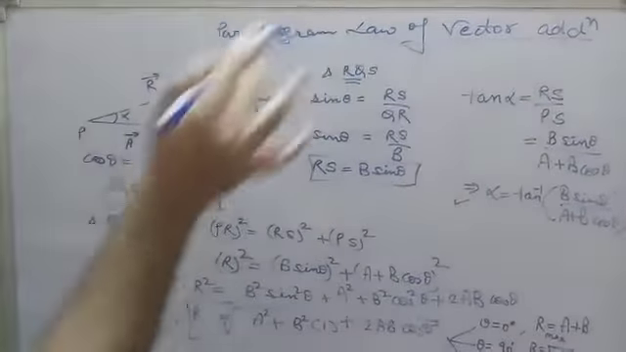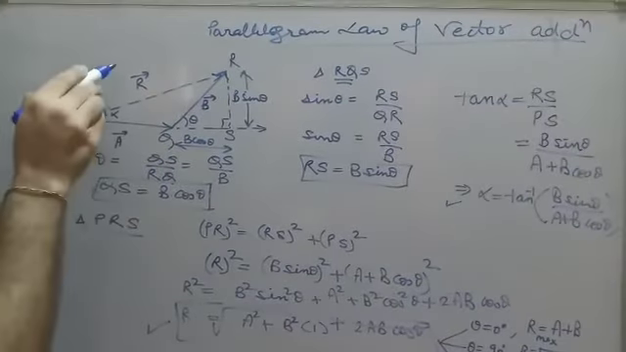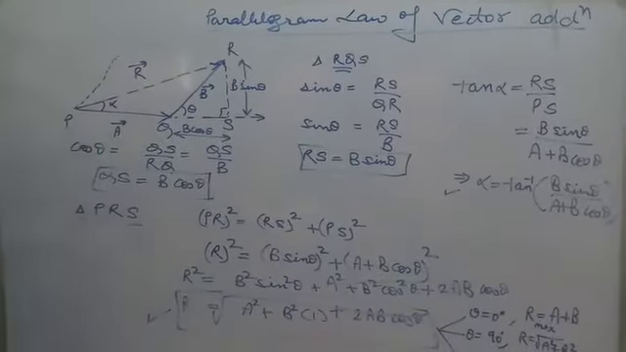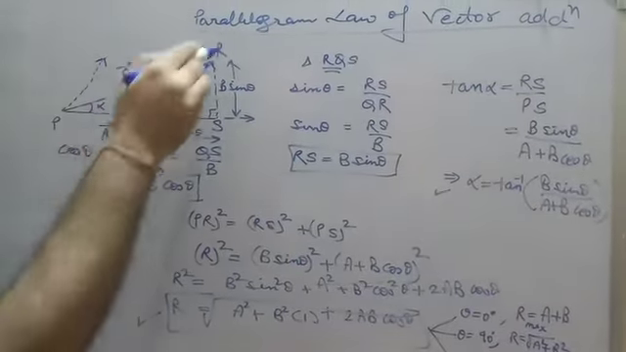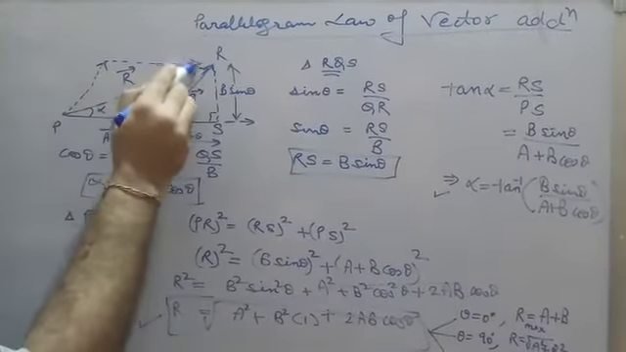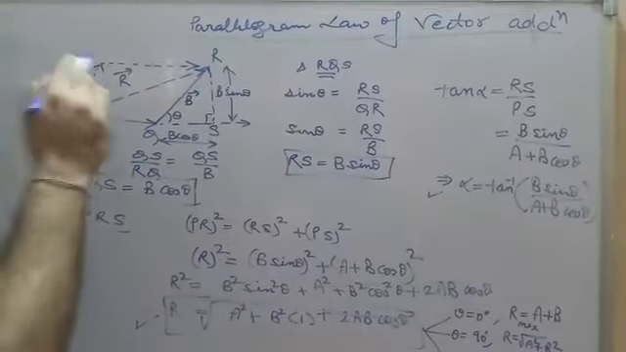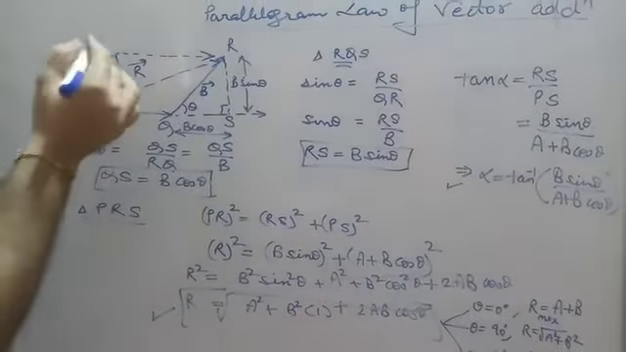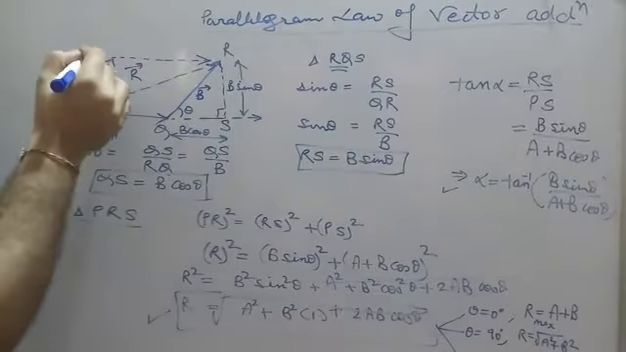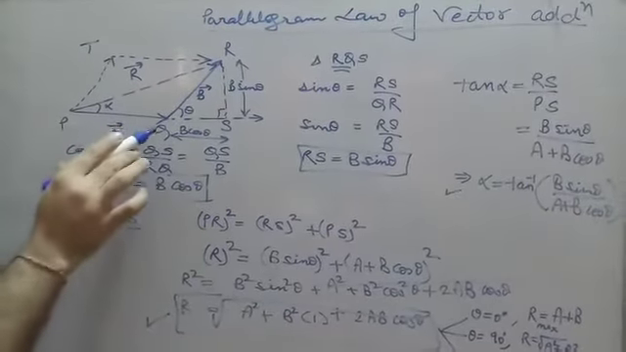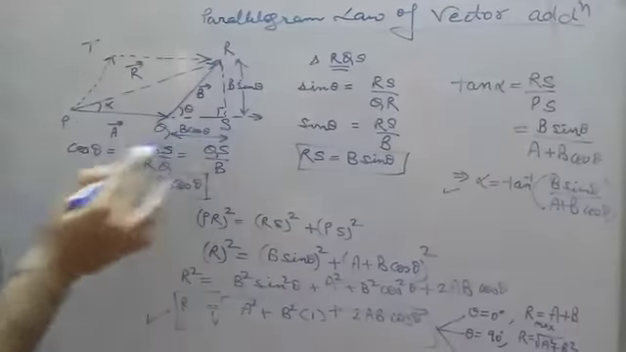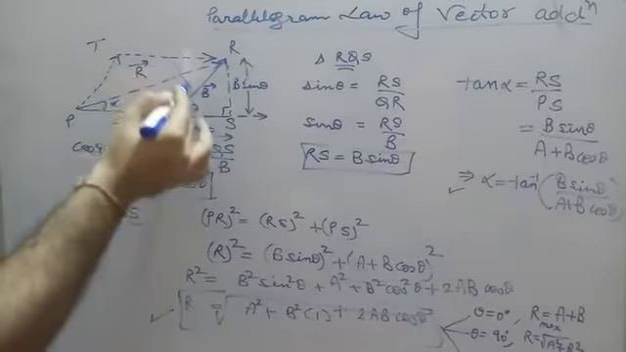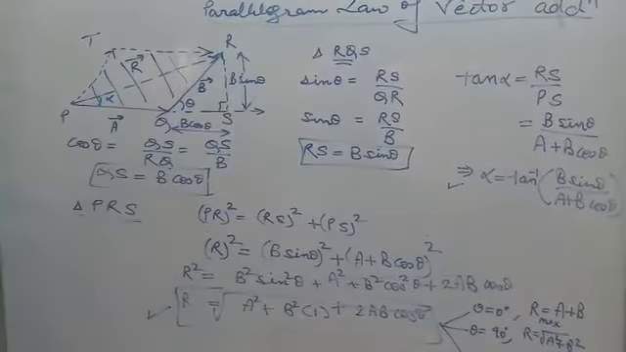Now, the parallelogram law of vector addition. We just did the triangle law of vector addition, and if you follow the same diagram, but draw a line parallel to QR, and similarly draw a line parallel to this, say T. So PT is parallel to QR, and TR is parallel to PQ. This is the figure which we have got, and that is called the parallelogram.